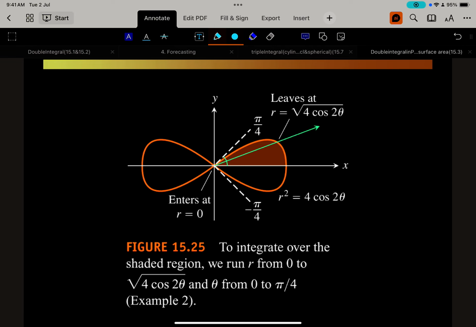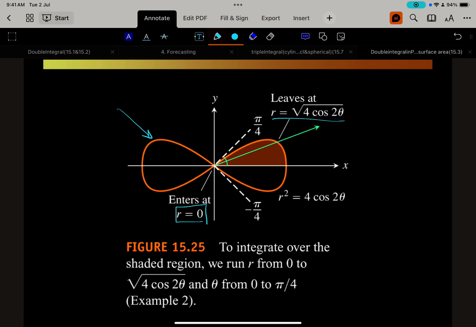You can use many examples. Now we have this function r equals square root of 4 cosine 2 theta, which is like a flower shape, like a leaf, or anyways. There is no entry point. The entry point is just r equals 0.